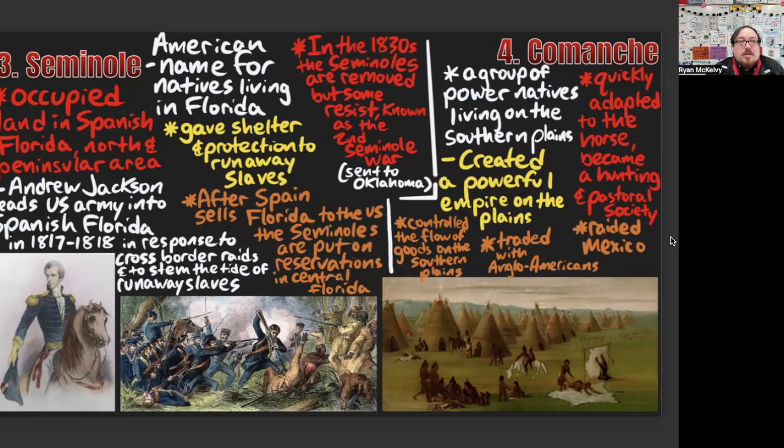They were so powerful, they also kind of controlled everything going through their territory. If you were going to be traveling through that area, it would probably be a good idea to pay off the Comanche and trade with them in order to avoid anything bad happening to you.